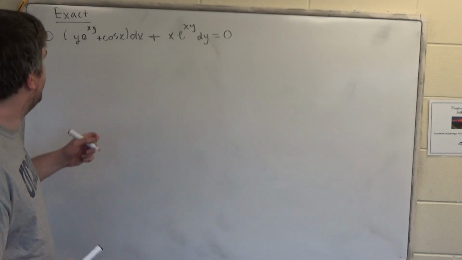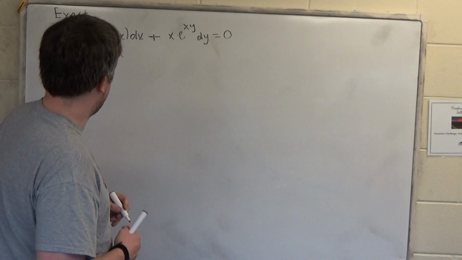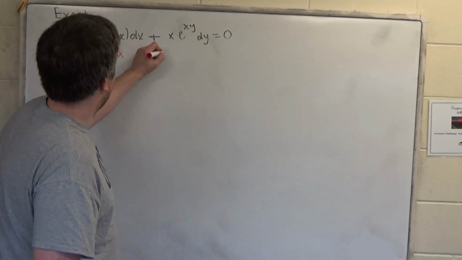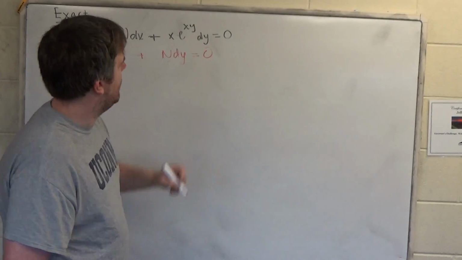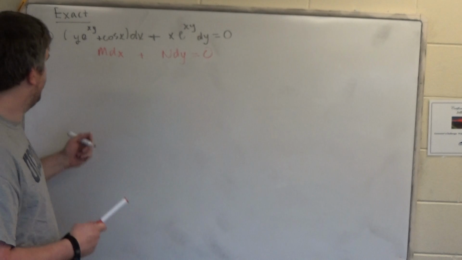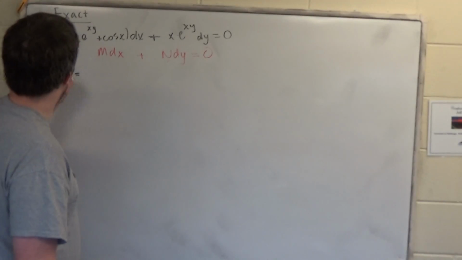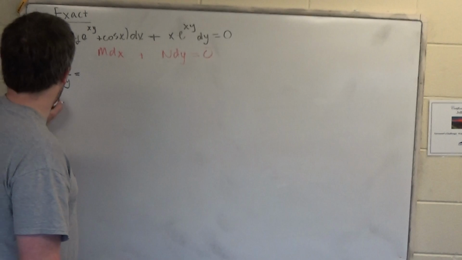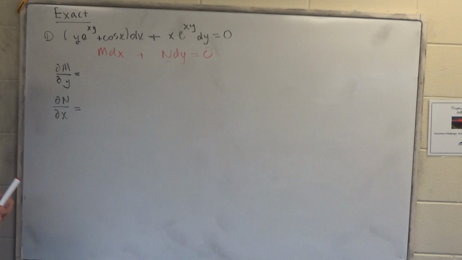We recall that the thing multiplying dx is called M, and the thing multiplying dy is called N, and we need to check dM/dy, the derivative of M with respect to y, and compare that to the derivative of N with respect to x. If these two quantities are the same, the equation is exact and we can continue.